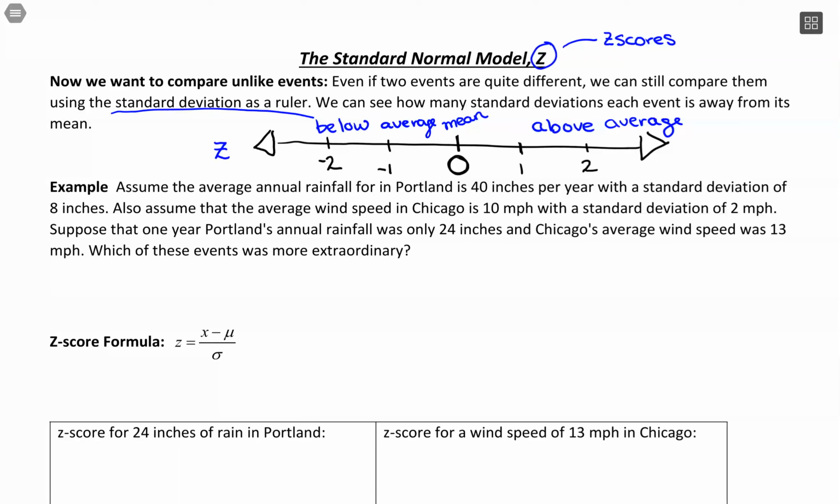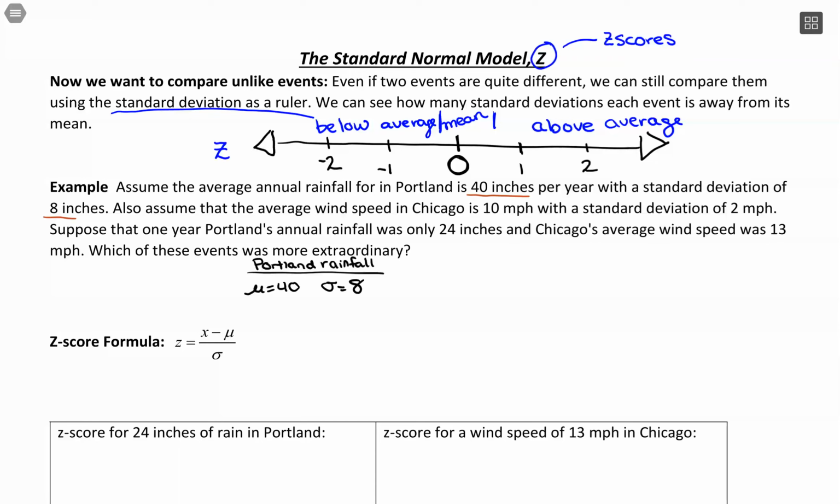So there's a little glimpse at z-scores, but let's see how this actually applies. So we're going to go back to that Portland rainfall example. So we're going to have Portland rainfall, mean of 40 inches, standard deviation of 8 inches. So in fact, let me just kind of put that together here. Portland, and it'll be Portland rainfall that we're looking at. We expect rainfall of 40 inches, and on average that'll deviate by about 8 inches.